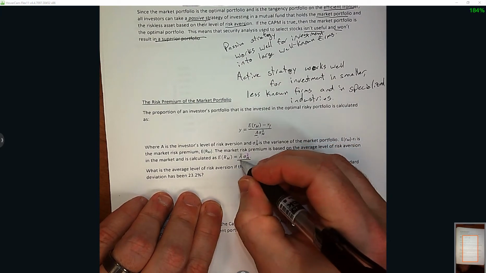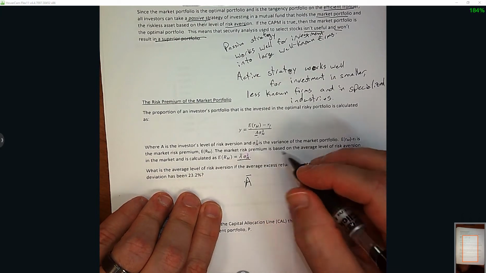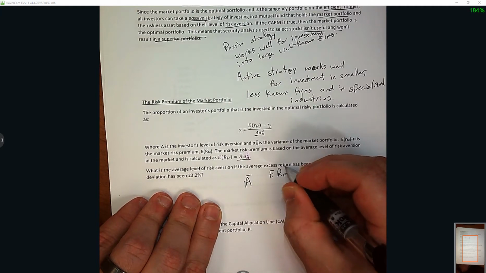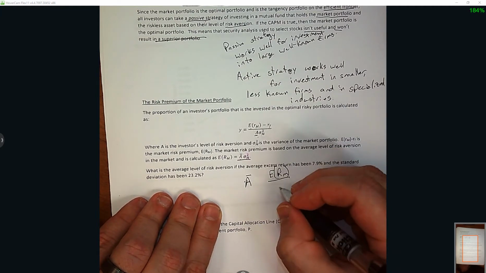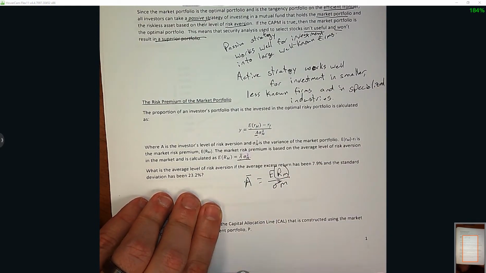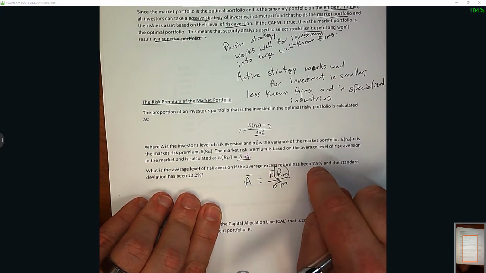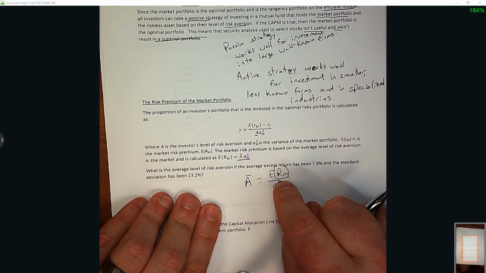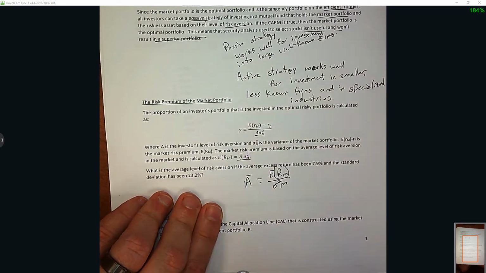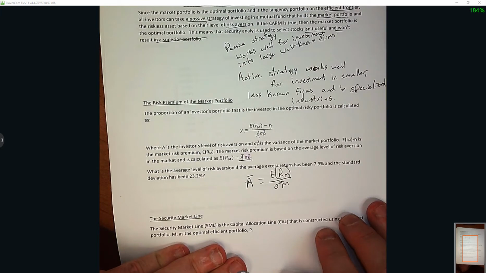So if I rearrange this and solve for A, the average level of risk aversion is equal to the expected return for the market, or the risk premium for the market, divided by sigma squared M. And this won't work if you just take an individual year, because in an individual year you can have a negative excess return, which would make this whole number negative, and you would say, oh, people are risk loving, which we know isn't the case based on what goes on in the market. So this was calculated over a long period of time.